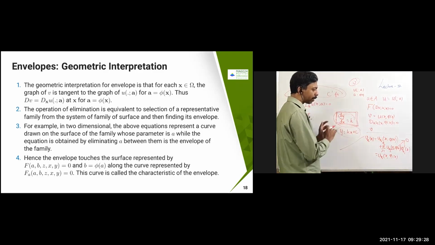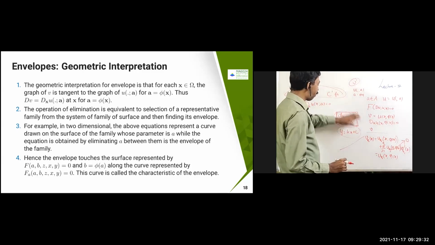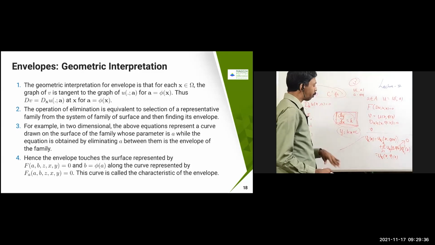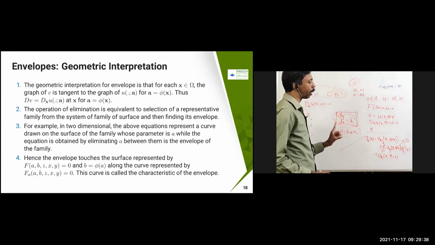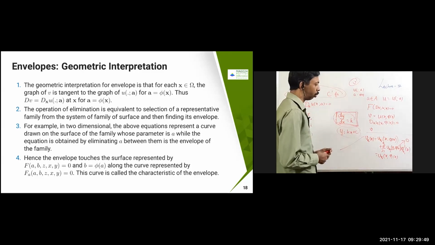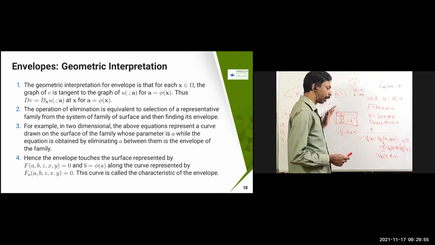Now imagine the same thing for the envelopes also. Envelope also we are going to do the same thing. We have a family of curves, family of surfaces here. From this family of surfaces, I'm just going to select only one representative family, one representative family from the system of family of surfaces. Then we are finding its envelope. That is the operation of elimination. It is almost similar to what we have discussed in the ODE classes, the geometric interpretation. Same kind of interpretation is going to be there.